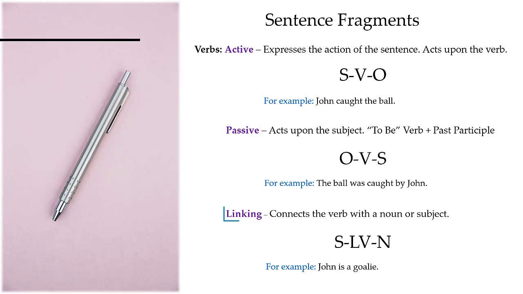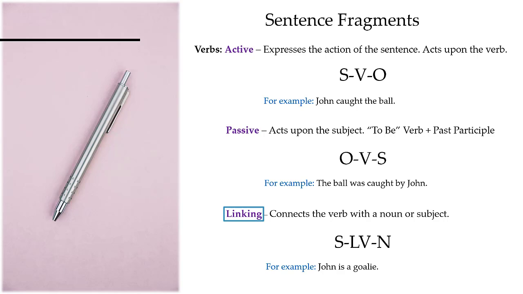And then lastly, we have linking verbs. Linking verbs connect the verb with a noun or a subject. Often it's used to describe what someone is, or an adjective. So for example, John is a goalie. John is the subject, is is the linking verb, and a goalie is the noun. So even though the title of this slide is sentence fragments, these are all examples of complete sentences.